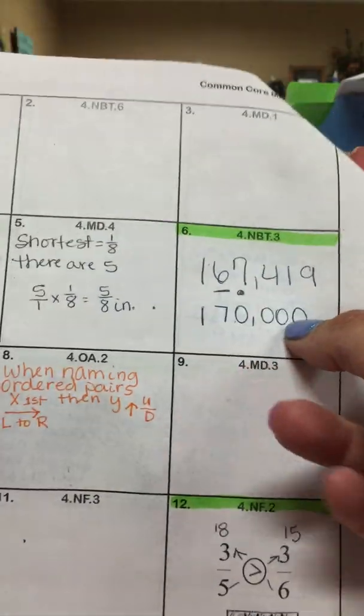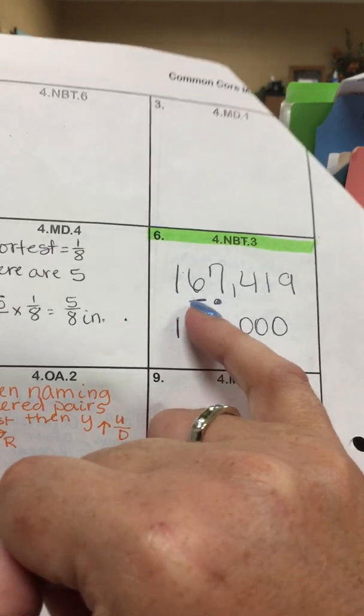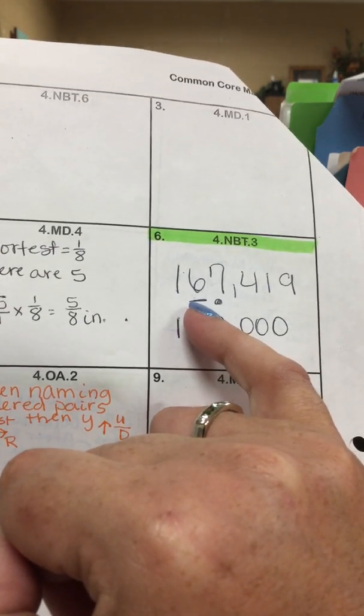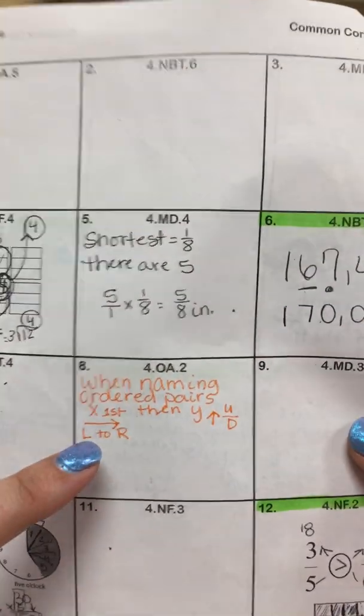We have a rounding question here. Students still sometimes miss those, but just knowing that you underline the place value that you are rounding and the digit behind it does the rounding. Practicing that. I see a little extra points here.